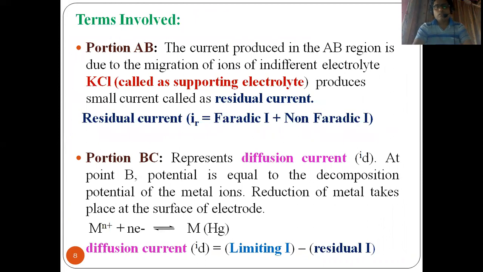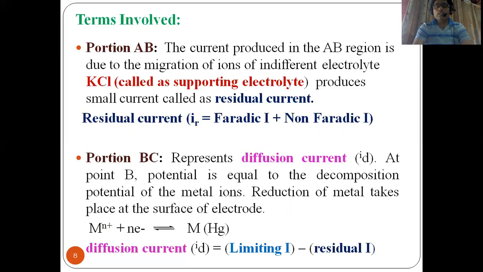So we will see them one by one. Portion A to B is called the residual current. The current produced in the AB region is due to the migration of ions of the indifferent electrolyte. That is, we are adding an excess amount, 100 times higher, of a KCl solution, which produces a residual current. And residual current basically consists of two types: one is Faradaic current, the second one is non-Faradaic current.